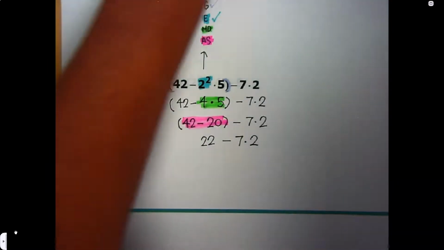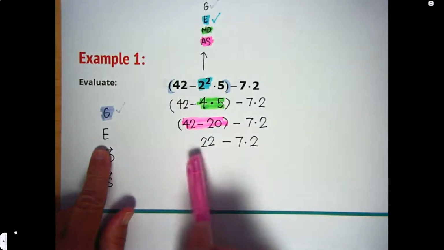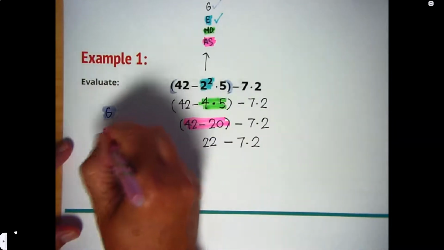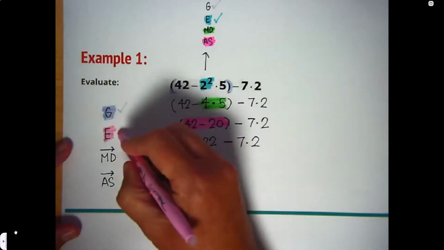Okay? Now, look at where we are right now. Continuing on, the next thing I'm doing is looking at this part of the problem to see if there are any exponents. And when I look at this, I don't see any exponents. So that part is done.